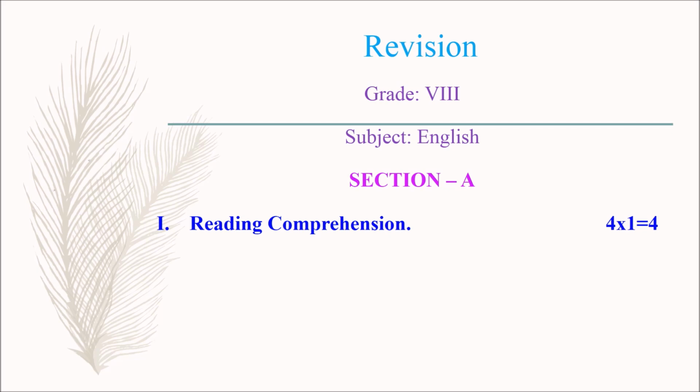Section A, Roman letter 1, reading comprehension. One passage will be given in the question paper. Below that you have 4 questions. First, you have to read the passage carefully, then understand the passage. Next, you have to read the questions and answer the questions from the given passage. In reading comprehension, you will get 4 questions. In that, each question carries 1 mark. So totally 4 marks for reading comprehension.